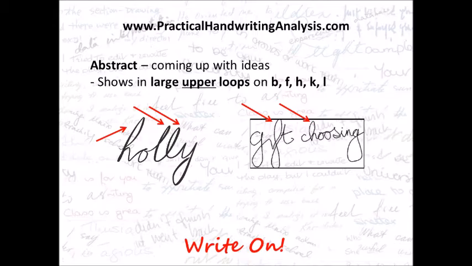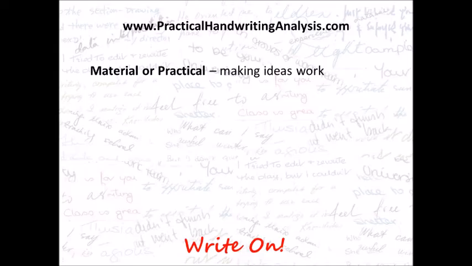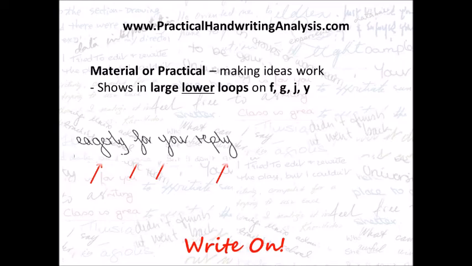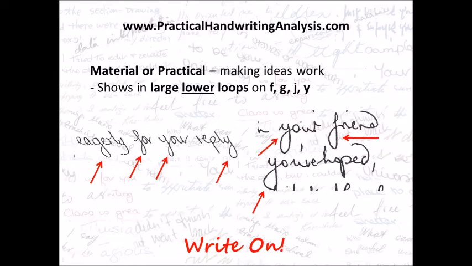The second type is material or practical imagination, which is taking an idea, whether it's your own or somebody else's, and making it work. It shows in large lower loops on F, G, Y, and J. The P does not count, it has a rule all of its own. So F, G, Y, and J. There it's on the G, F, and two Y's. And here we've got it on two Y's and an F, a large lower loop.